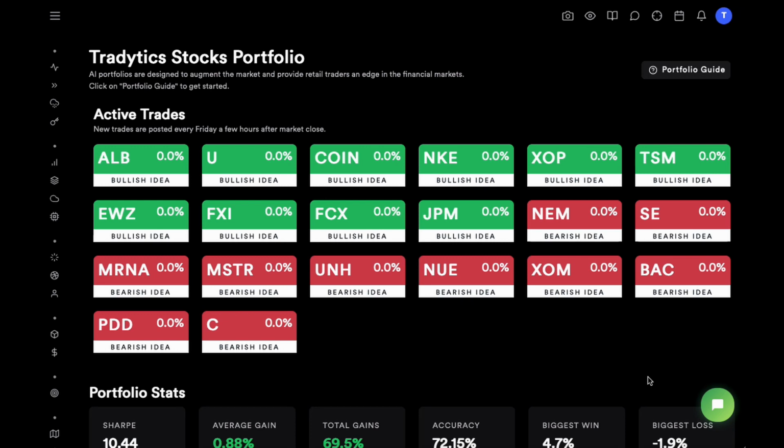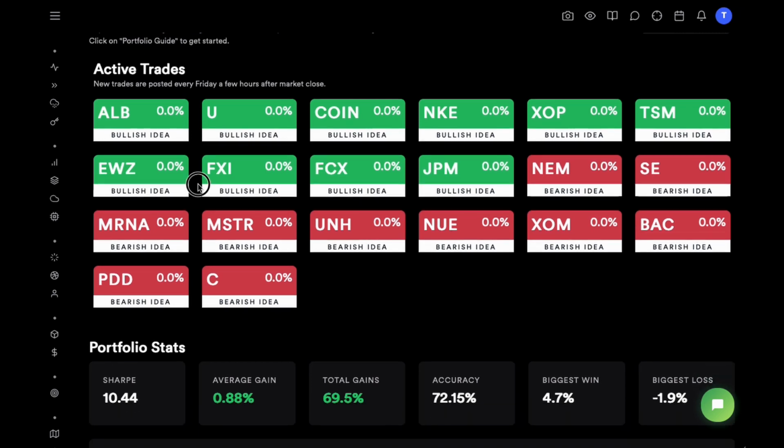So on the top we have the active trades. These are the trades that are posted by the system that we have active right now. These trades are posted every Friday after market close. So if you want to enter them, then the best time to enter these is the open of Monday, and you are always expected to exit them either at the next Friday's close or if your stop loss hits. But we'll talk about the stop loss and profit taking in a while.